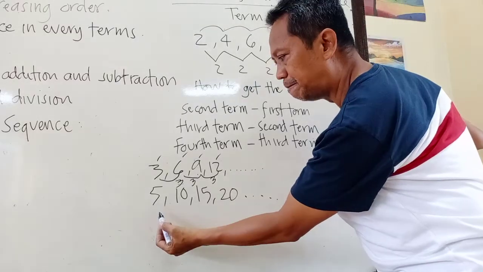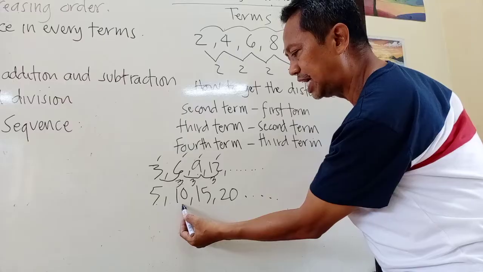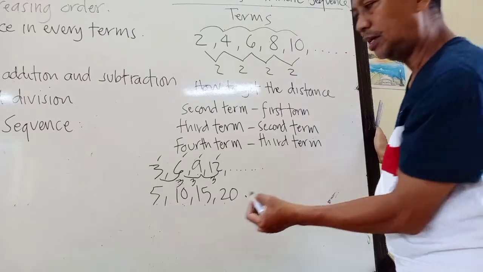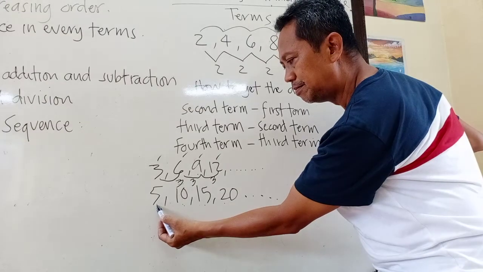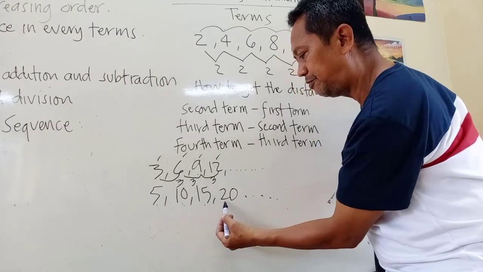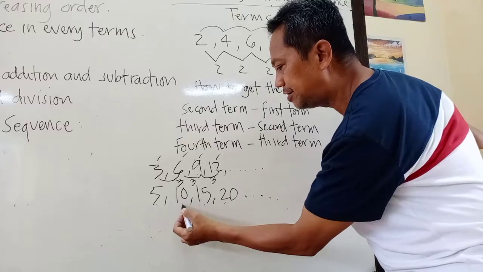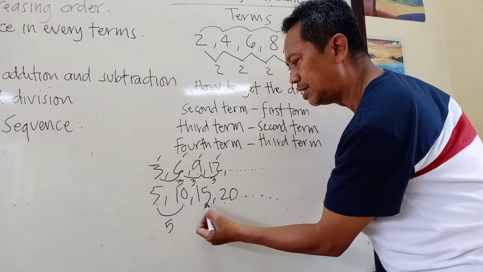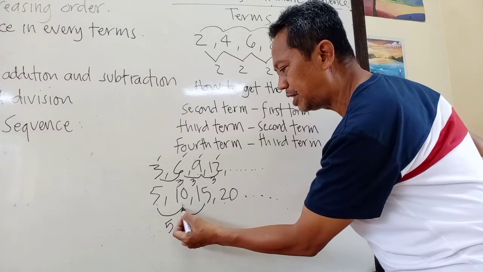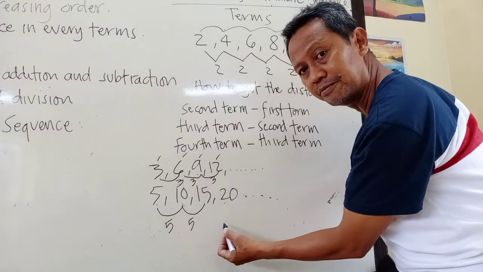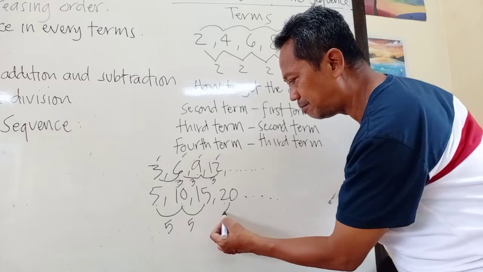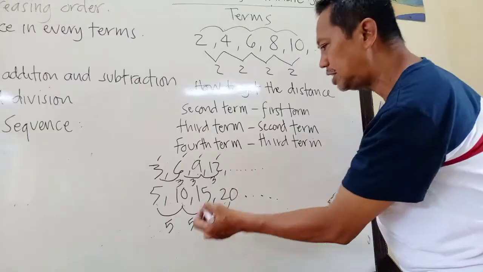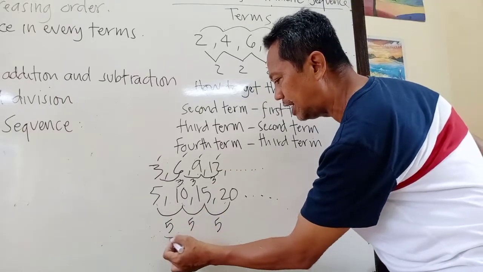Another example, 5, 10, 15, and 20. The first term, second term, third term, fourth term. The second term, subtract the first term, the difference is 5. The third term, subtract the second term, the difference is 5. Fourth term minus the third term, the difference is 5. So the constant distance in every term is 5.